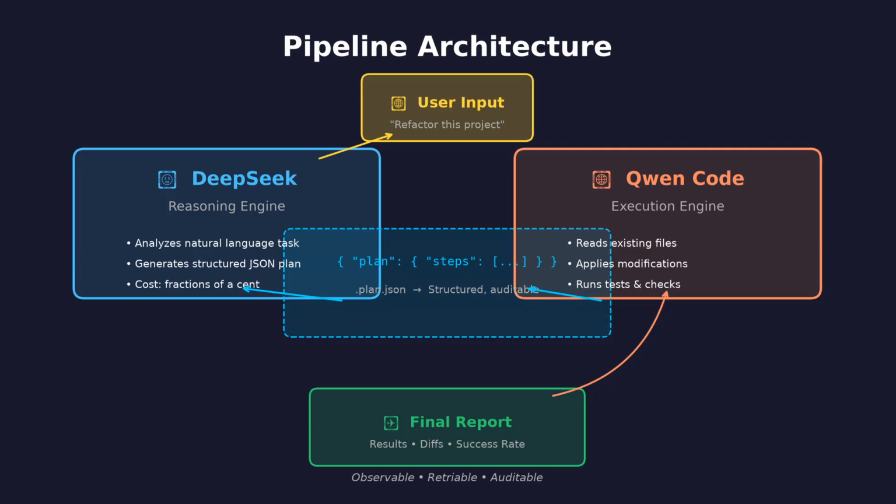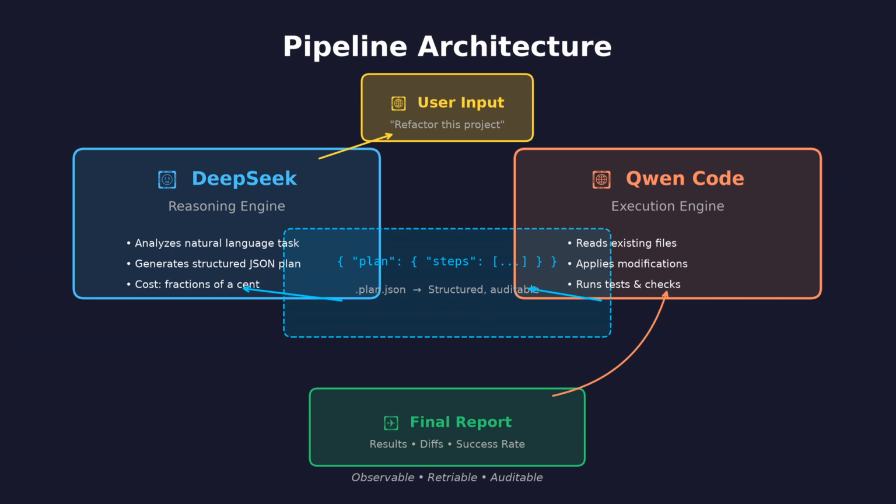Here's the architecture. The user provides a natural language task along with a local repository path. The Python orchestrator sends this to DeepSeek's API, which outputs a detailed refactoring plan as structured JSON. The orchestrator reads that plan and delegates each step to Qwen Code. Qwen Code reads files, applies changes, and returns diffs. Finally, the orchestrator aggregates results into a final report.